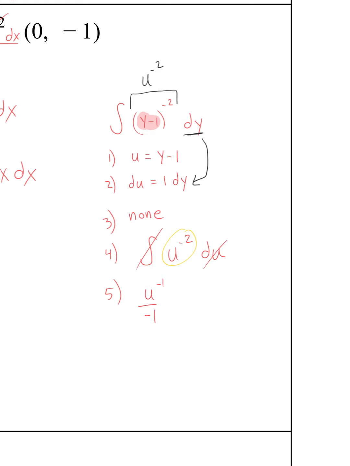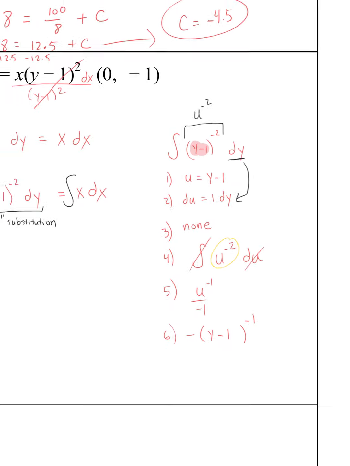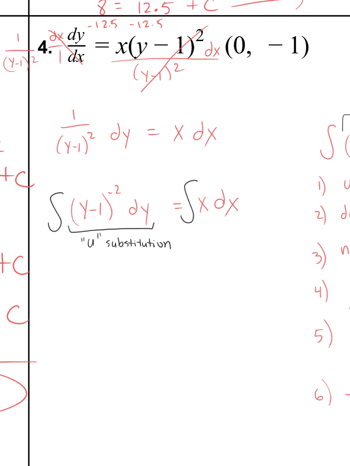And then if we simplify that, this negative here goes out front because we're dividing by a negative 1. Okay, so then it's negative u to the negative 1. And now we're ready to plug in u, and u is y minus 1. So that is the antiderivative of the left-hand side. So now we're going to go back over here. The antiderivative of that fun thing there is negative (y minus 1) to the negative 1.